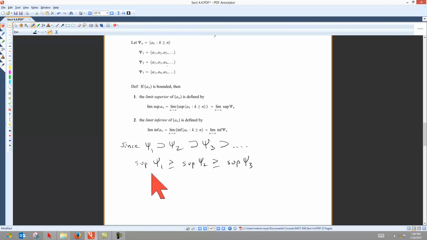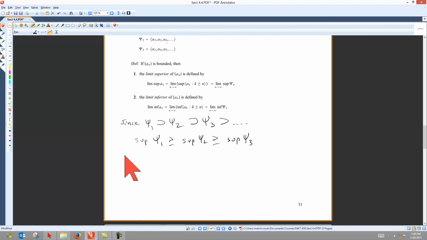I think Chris actually proved a theorem for his lesson that was basically this problem. So now let's define a sub n to be the sup of psi n. And then what can we say about the sequences of the a sub n's?